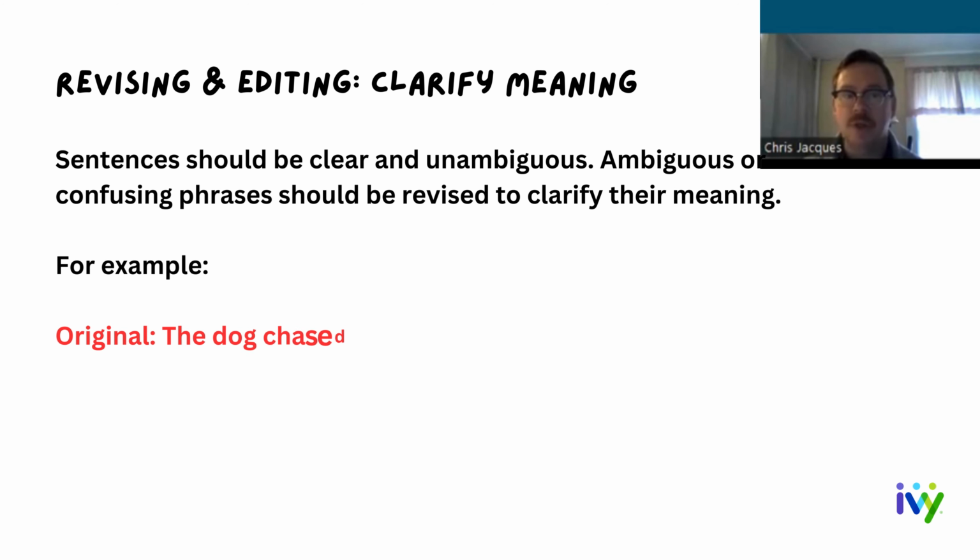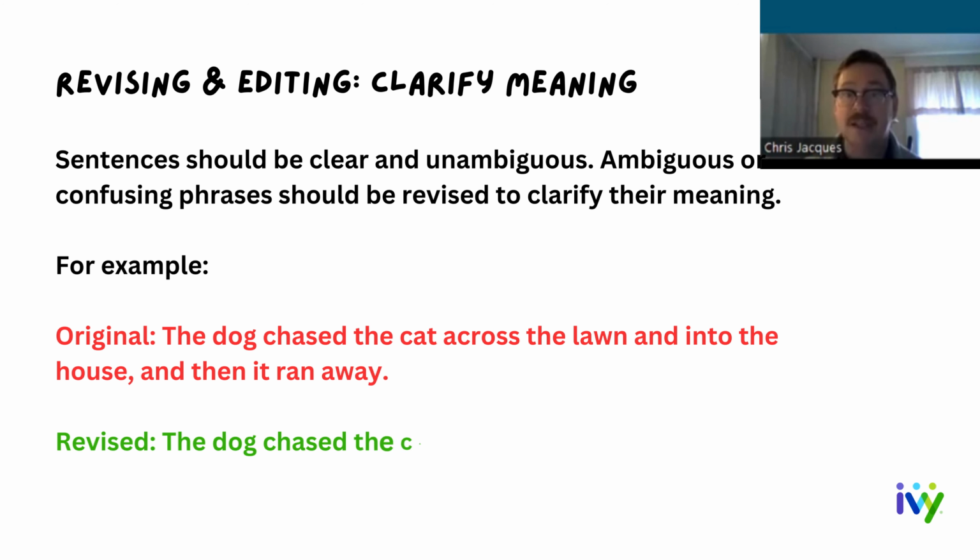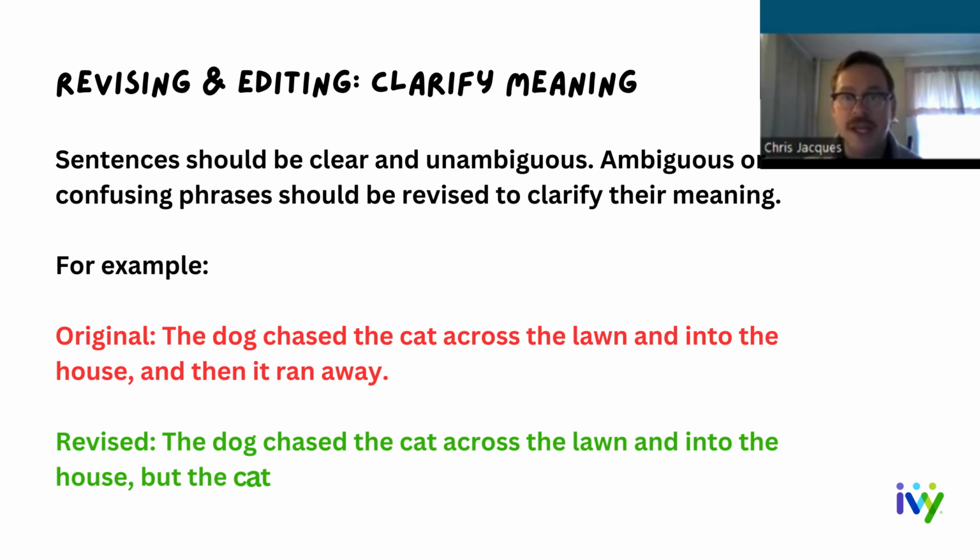So if we look at the original here for number 2: "The dog chased the cat across the lawn and into the house, and then it ran away." Now, the problem with that is in the last clause, "and then it ran away." What is "it"? Well, we need to say who or what it is. In this case, "The dog chased the cat across the lawn and into the house, but the cat managed to escape." We could have said, "but the cat managed to run away." That would have been fine. The important part is that we have "cat" there.